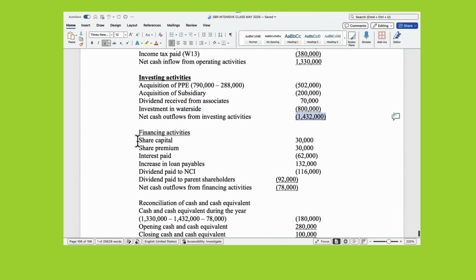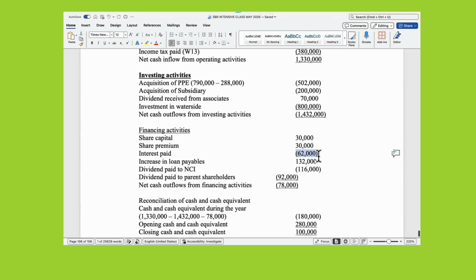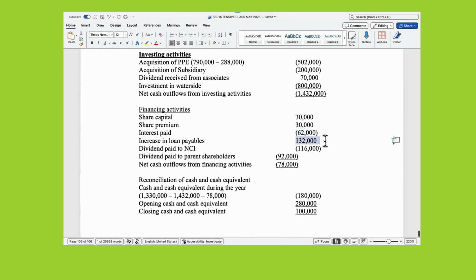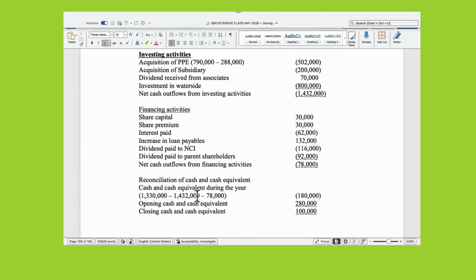Then for my financing, my share capital and share premium first, I got inflow there. And remember the interest paid, the outflow, the interest actually paid that we got. Then the loan payable, then the dividend paid to NCI that we got as balance in NCI workings. Then the balance of the dividend paid of 892, we invested 800 in Waterside and the remaining was paid to shareholders, 92. Then the balance, net cash outflow from financing activities.